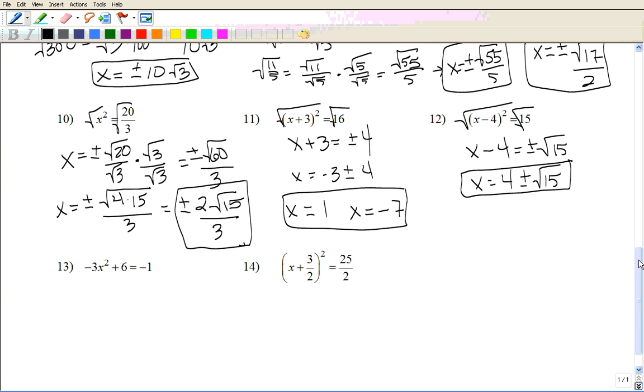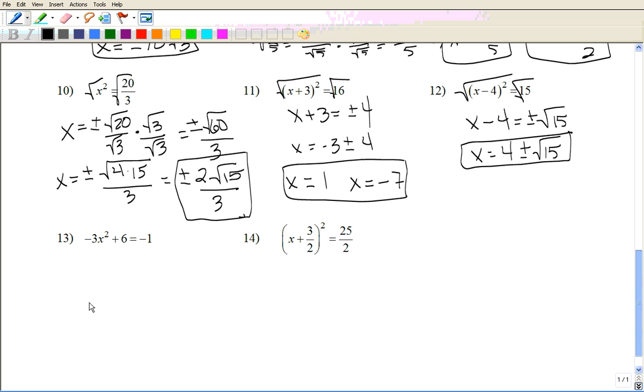Okay, now for number 13. So first I'm going to subtract 6 from both sides so I can start getting that x² term by itself. To get x² completely by itself, I'm going to divide both sides by negative 3. So I get x² equals 7 over 3. I want to take the square root of both sides to solve for x. So I get x equals positive or negative square root of 7 over 3.